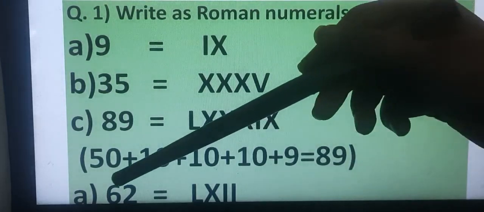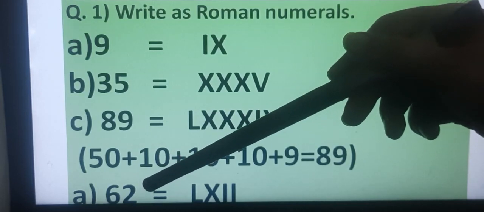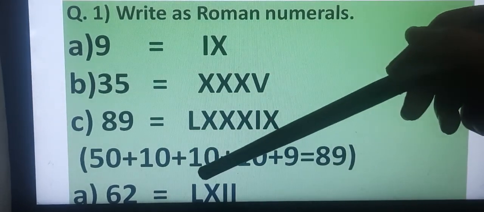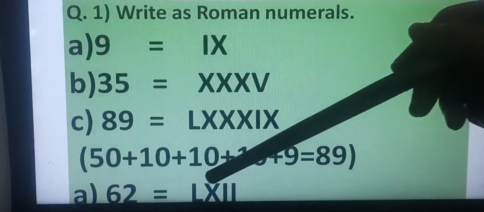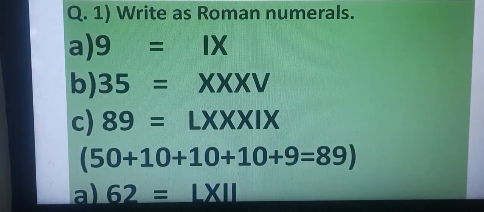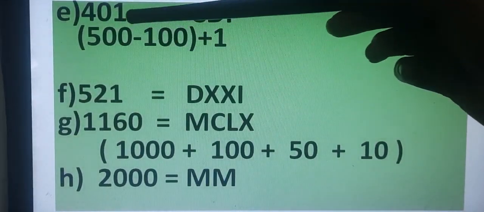Okay. Next is 62. 62 is 50 plus 10 plus 1 plus 1. 50 is L. 10 is X. 1 plus 1, that is I, I. L, X, I, I. Right? Next is our E part.